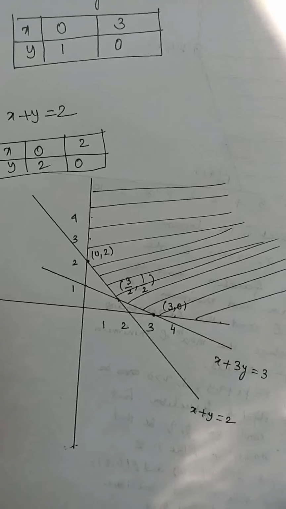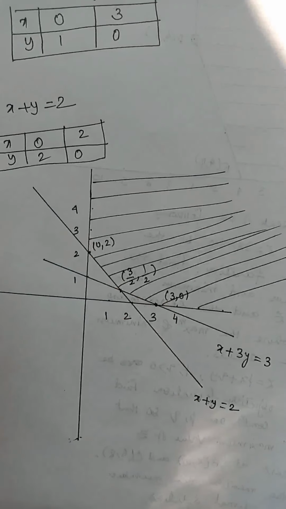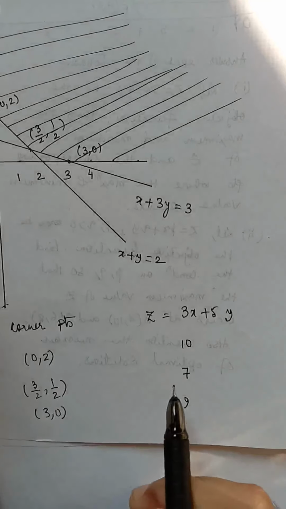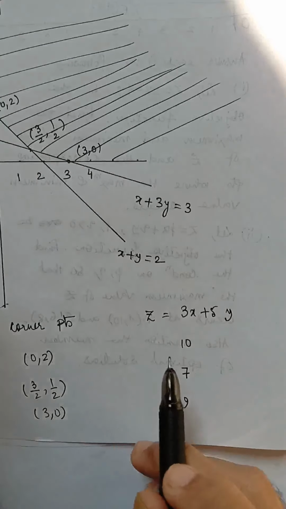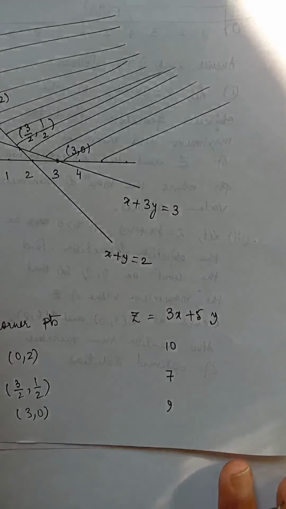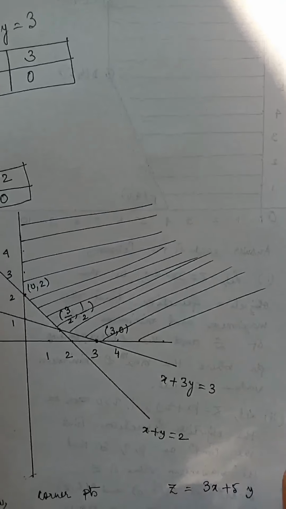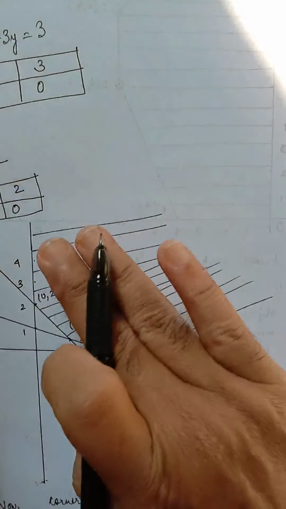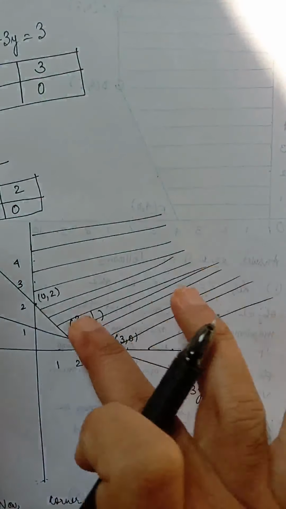Now we have to find the values of z at these corner points. Calculating the values of z at the corner points, we can see these are the values of z, and so the minimum value of z is 7. Now, there is one more part left in this question. This type of question is called unbounded. The feasible region is unbounded. See, this feasible region has no bound.